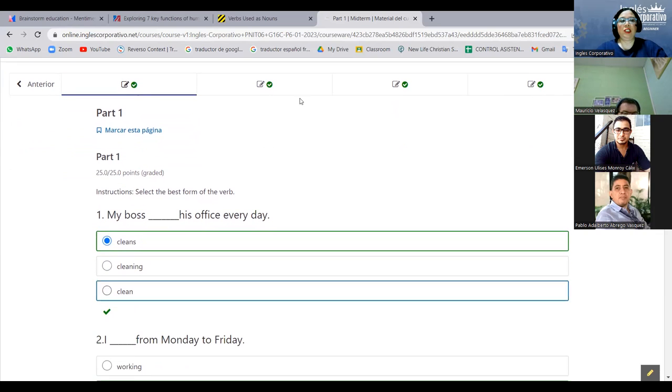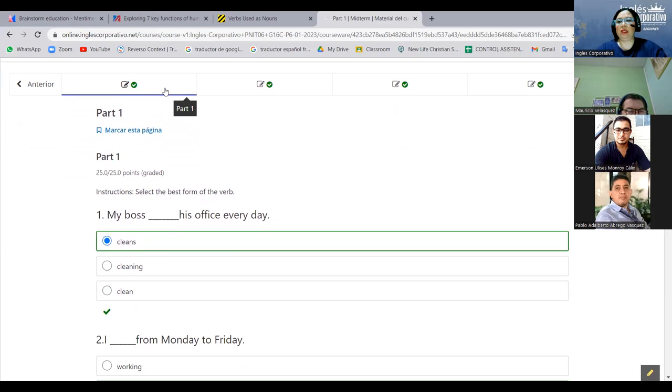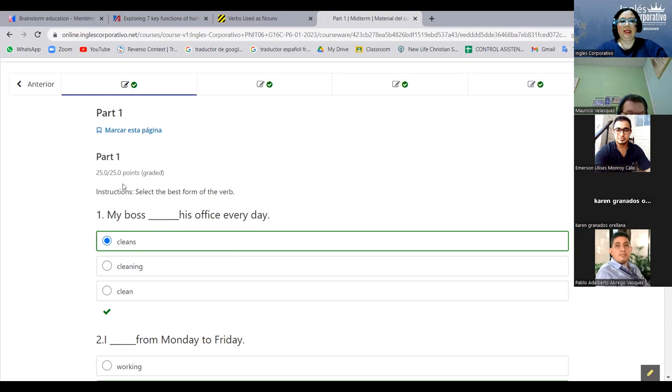So the first part of the midterm test was about selecting the best form of the verb. Remember that this is simple present. If we are going to make an affirmative sentence, then we are going to use the third form of the verb. So my boss, we are going to select cleans because it has a letter S and it completes correctly the sentence, right? So what about number two?